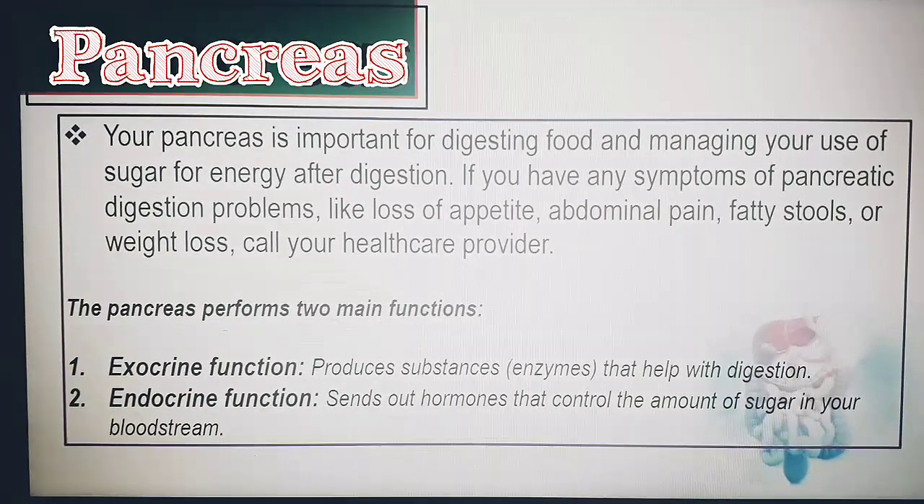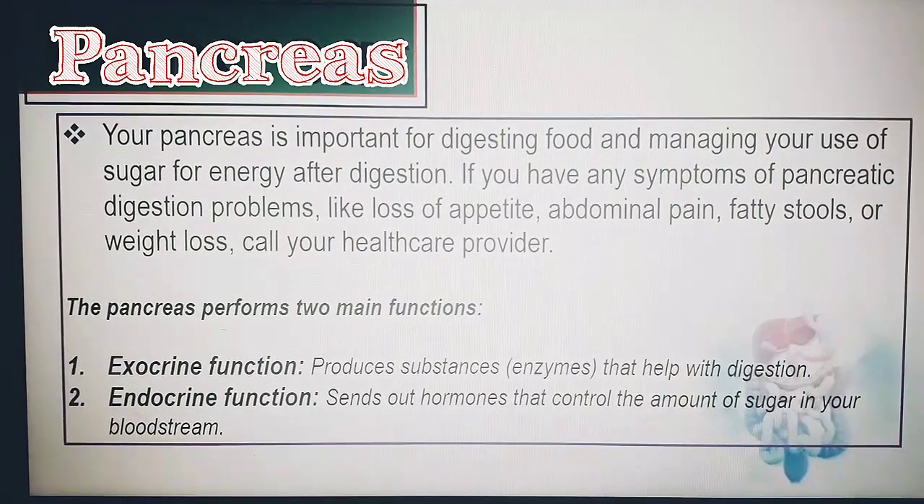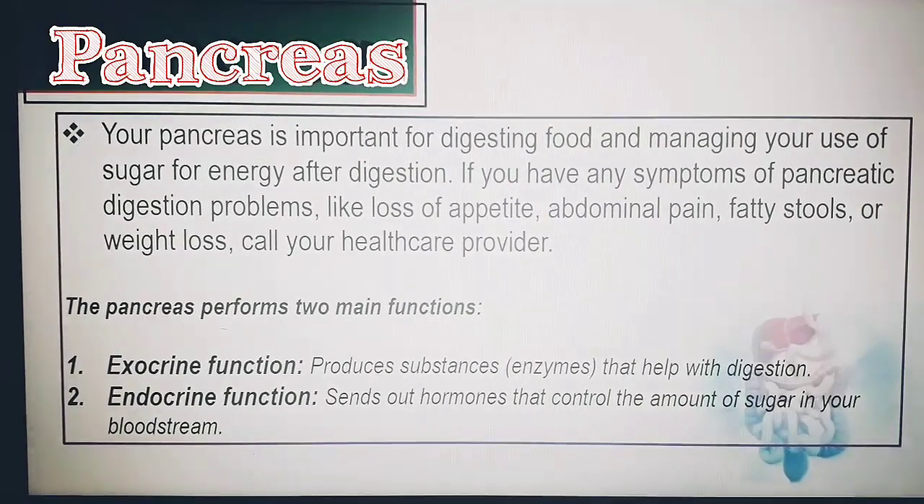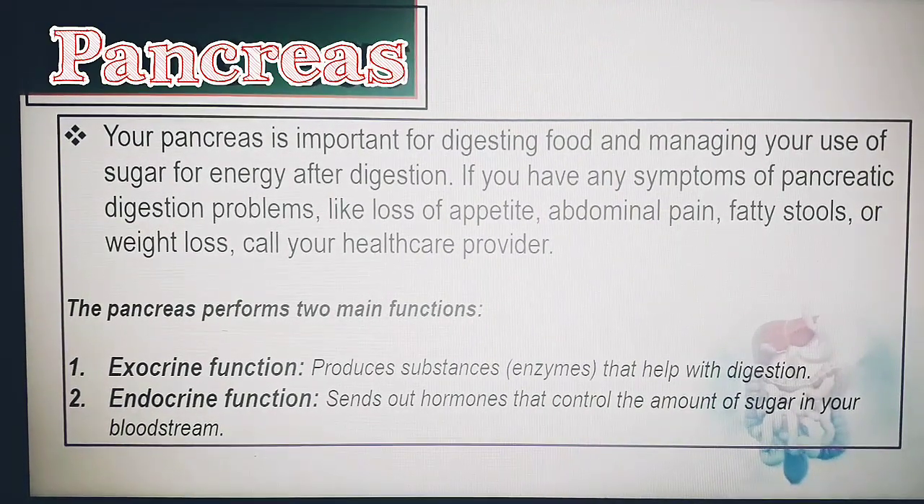We have exocrine functions and endocrine functions. Exocrine function is when substances or enzymes are produced that help with your digestion. Endocrine function is when hormones are sent out so that they can control the amount of sugar in your bloodstream.